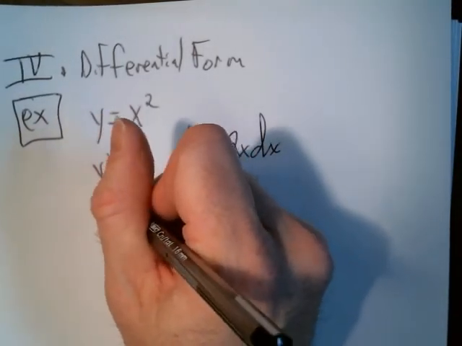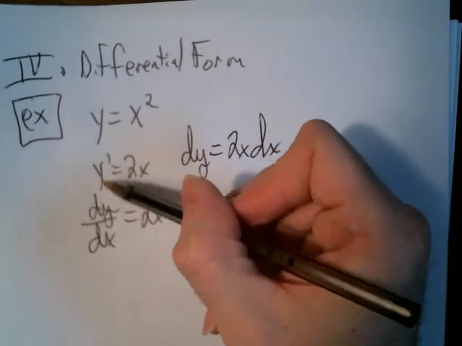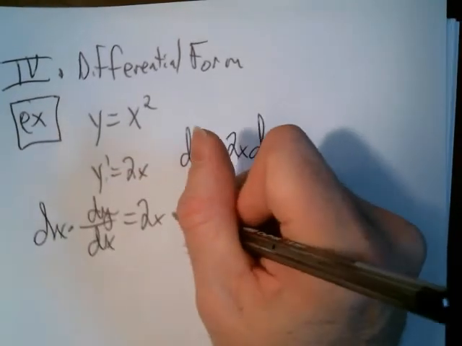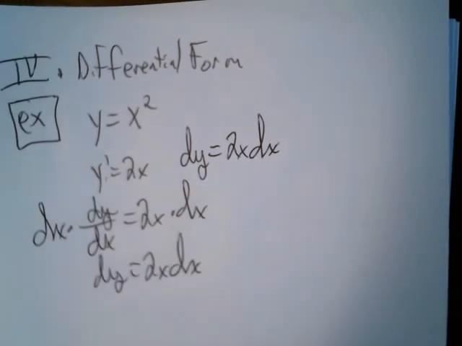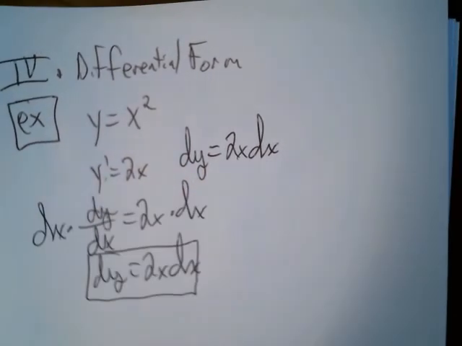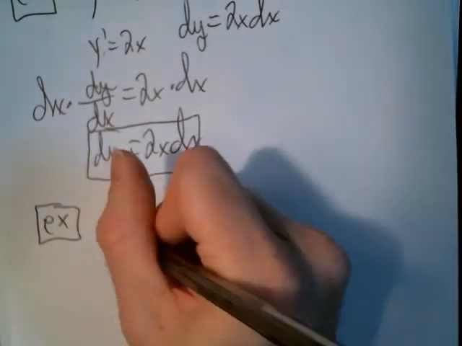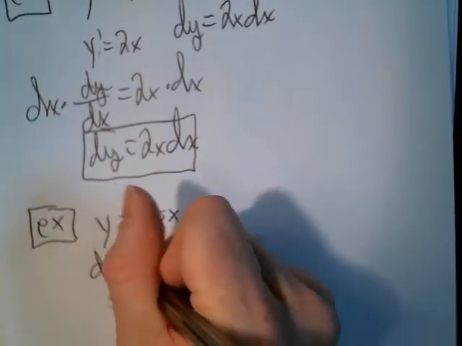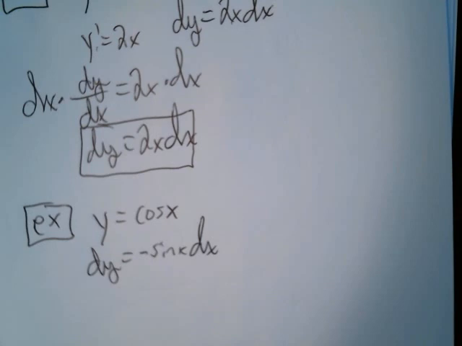So let's take a look at the Leibniz sort of version of this. And I said in class, these two symbols are equivalent. Naively, you can think, okay, all I have to do is multiply both sides by dx, and then you have it, right? So you have dy equals 2x dx. Technically not correct, but that's a great way of remembering it. Okay, so that is the differential form. So let's take a look at another example. y equals cosine x, so dy will equal negative sine x dx, and that's your differential form.